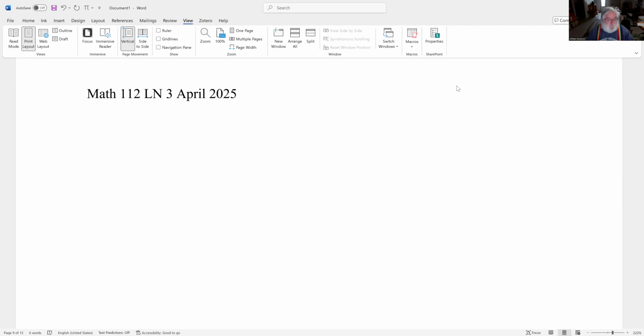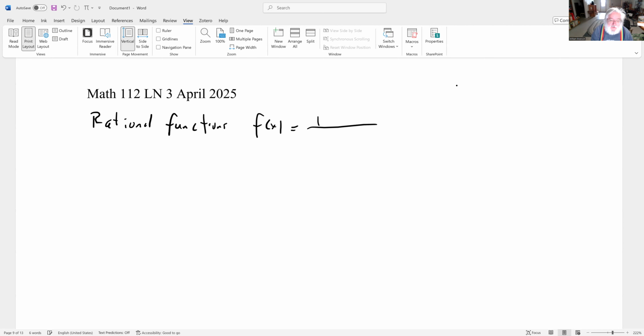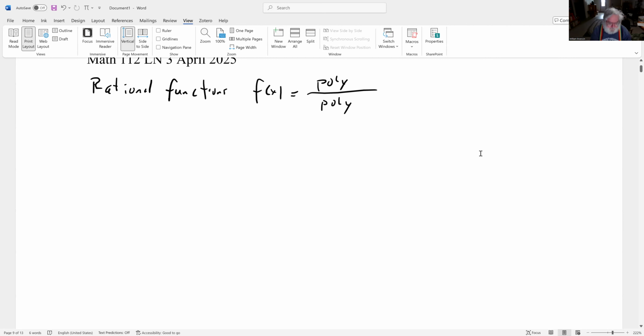Okay, so lecture notes for April 3rd, 2025. This is about rational functions. And what's a rational function? It's one polynomial divided by another polynomial. And so we want to figure out what the graphs of these things look like.